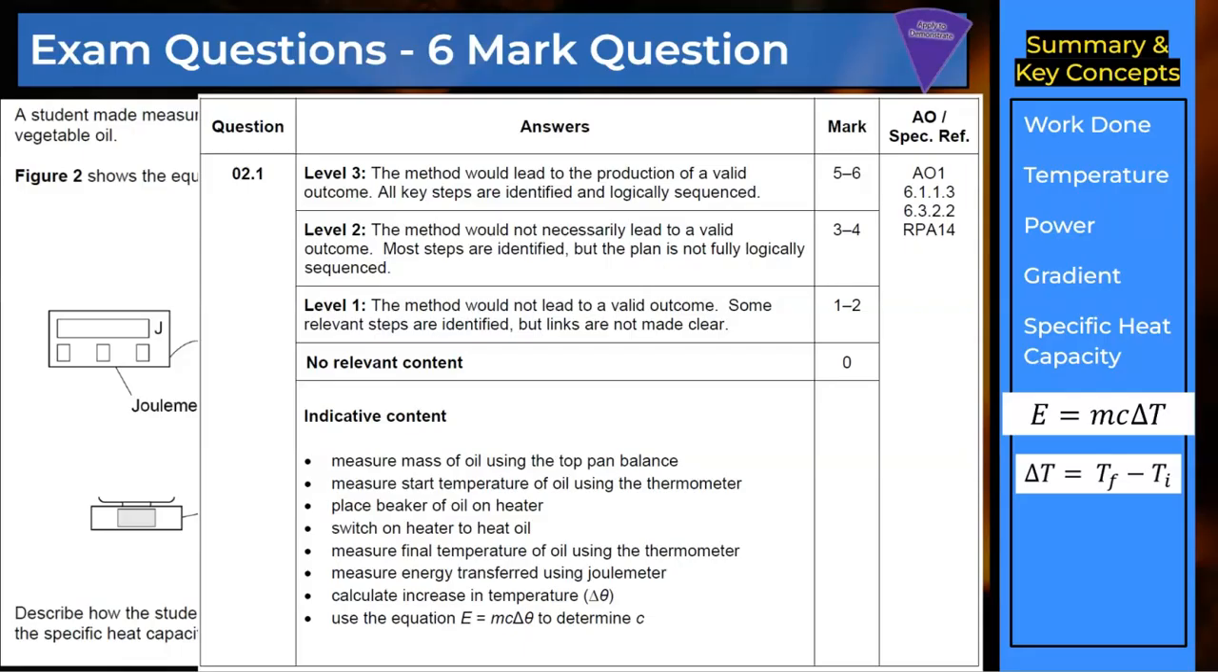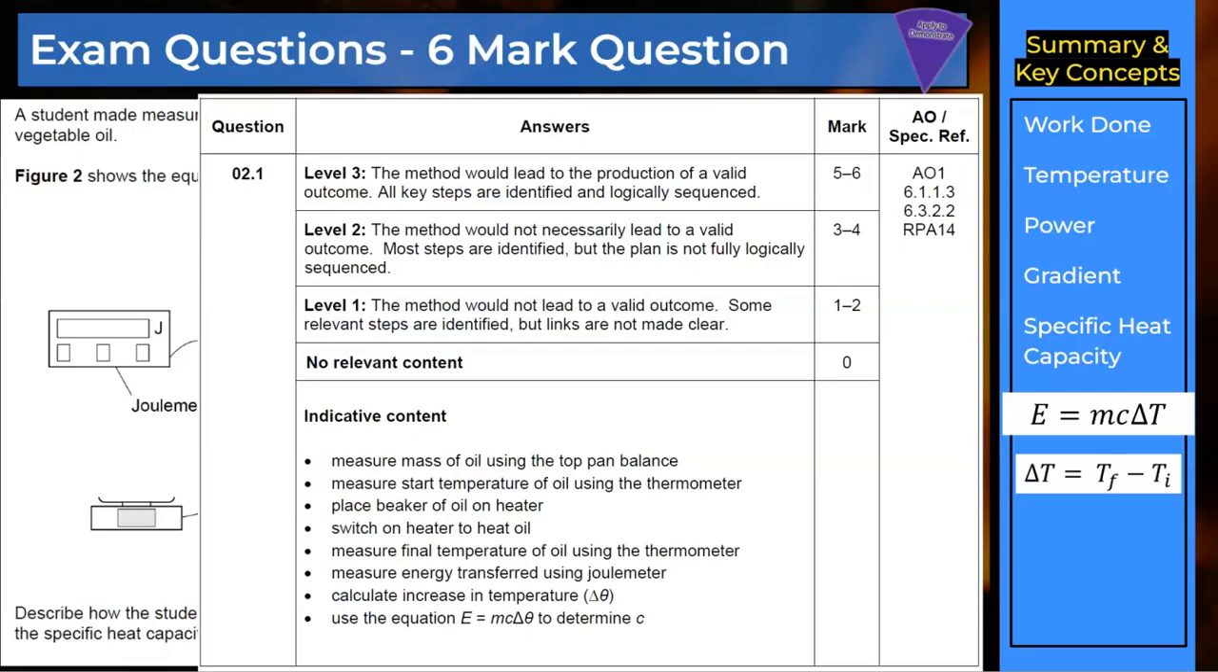Then you need to always use a balance to determine the mass that you're trying to work out the specific heat capacity for, and a thermometer for the change in temperature. So there is a maximum of 5 measurements that you must take: voltage, current, time, temperature and mass in order to work out specific heat capacity. And obviously you do that with a voltmeter, an ammeter, scales, a thermometer and a stopwatch.